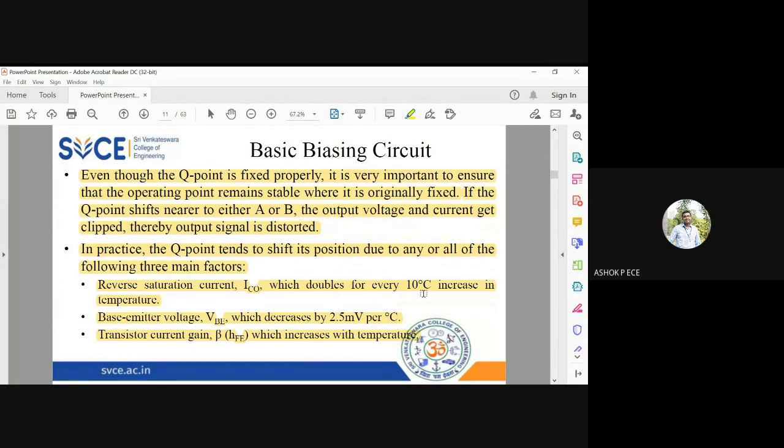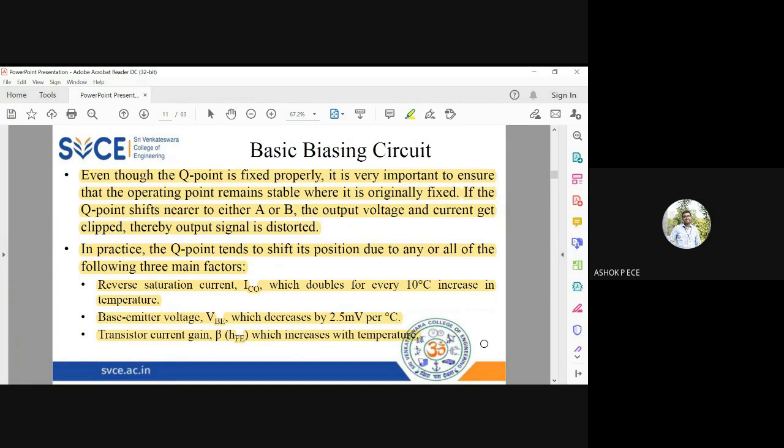So at 45 degrees Celsius, ICO will be very high, VBE will be very less, and beta will be very high. So accordingly, your biasing circuit parameters VCC, RC, and RB will change. You cannot use what you use at room temperature. If you are going to use the same amplifier in a polar region where the temperature is sub-zero, below 0 degrees Celsius, there ICO will decrease, VBE will increase, and beta will decrease. So in that case, you have to consider those values of parameters for designing your biasing circuit. In that region, the values of VCC, RB, RC will change.